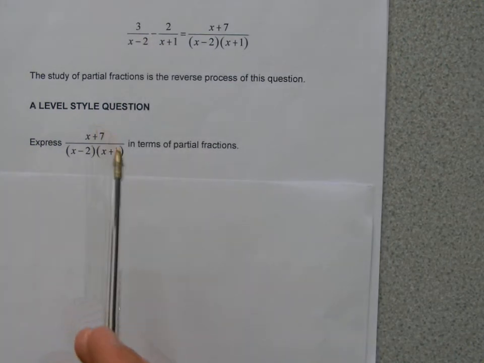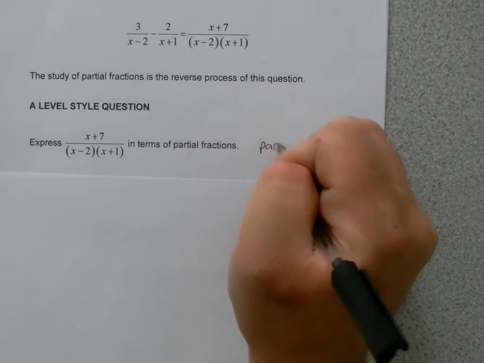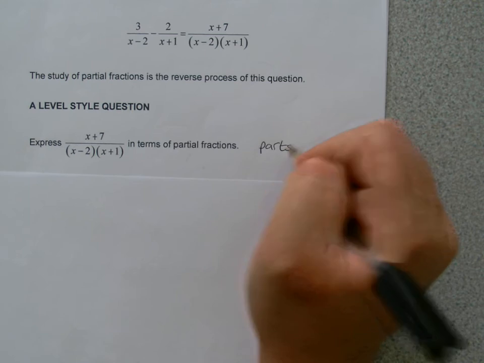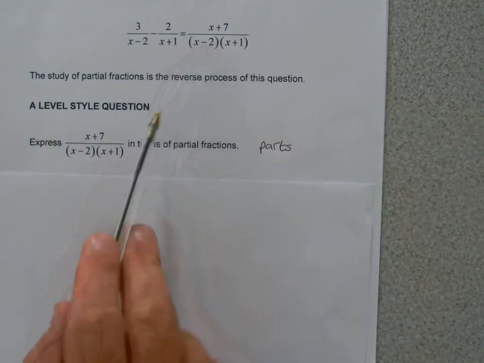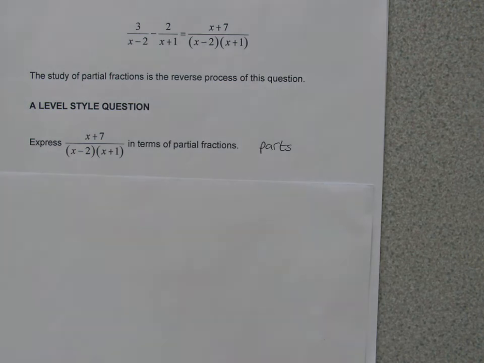And that's why this sort of topic is called partial fractions, because if you think about the word partial, it comes from the word part, or parts. So we want to write this into separate parts, so we've got separate fractions here. So we're going to reverse the process. I'm going to show you now how to do that. There you go, a typical exam question.